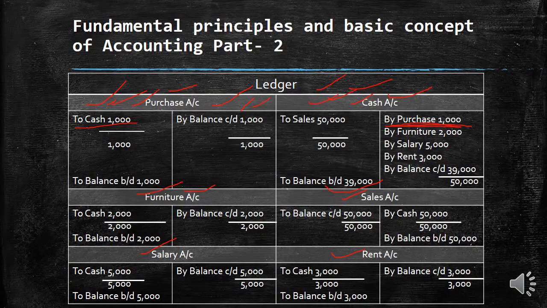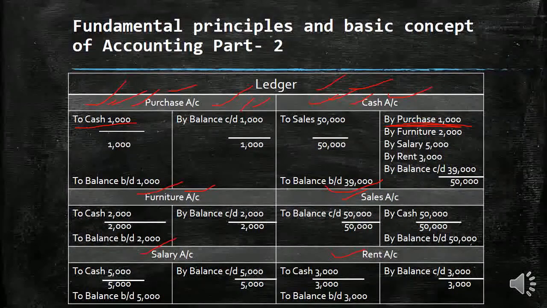Okay, now in the second transaction, on 5th October 2001, furniture account is debited to cash account by 2000. So in the furniture account, we have written to cash 2000, and at the same time, cash account is credited by furniture account by 2000 rupees. We have recorded that also.